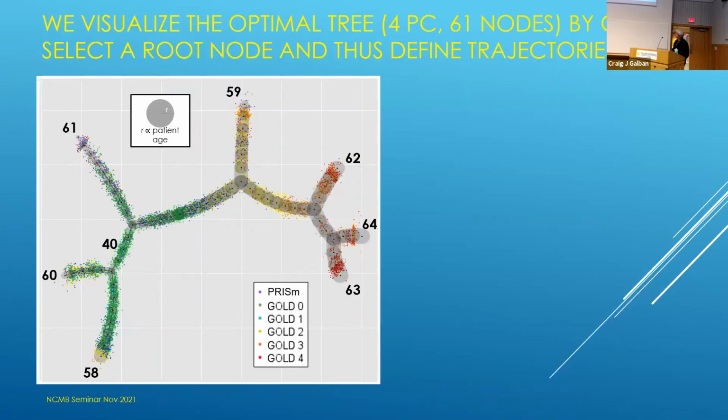So here's our final tree. I know you guys were all excited. When's he going to get to the final tree? So this is it. This is our optimal tree. We have 4 principal components and 61 nodes.